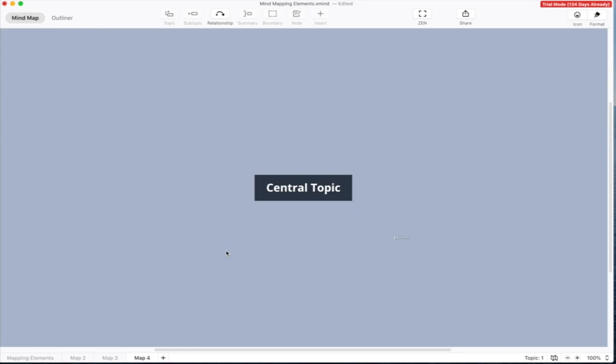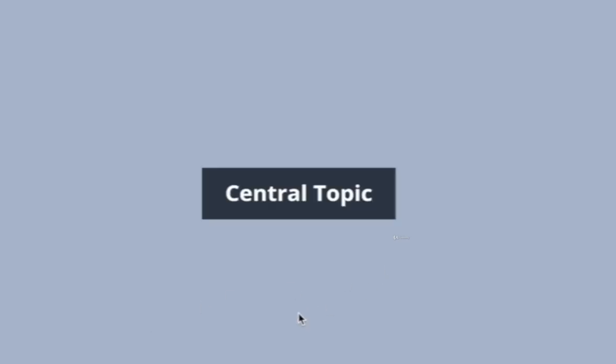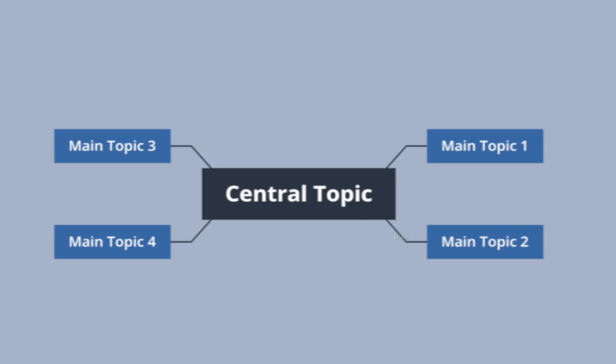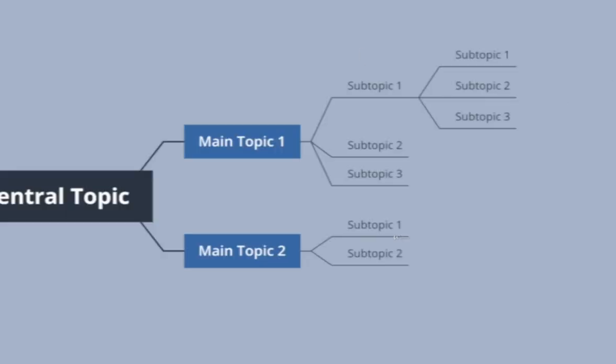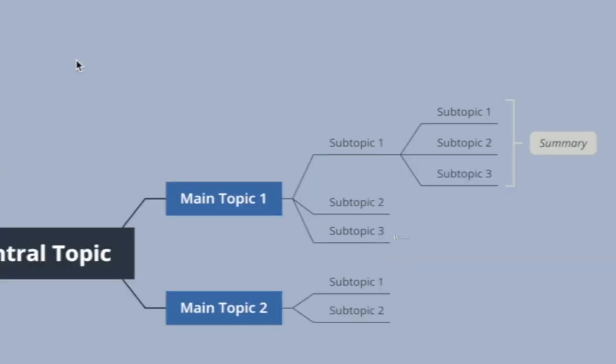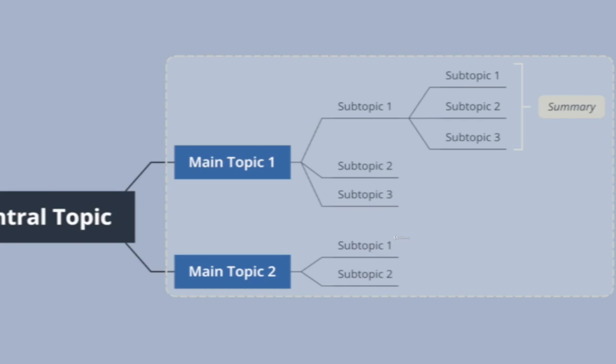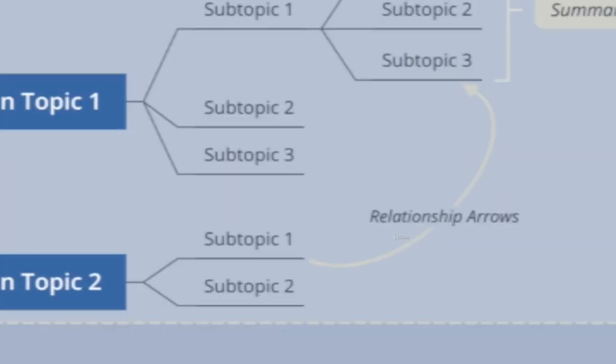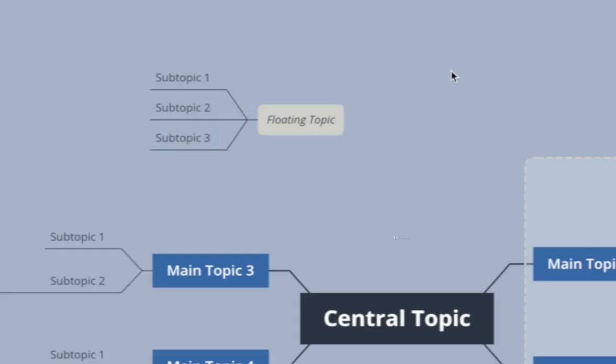And that is it. That is the very short list of elements that we will be using to compose all the different mind maps that we'll be looking at in this course. We will be using central topics. Under our central topics come main topics. Under our main topics come subtopics. We can use summaries. We can use boundaries. We can use relationship arrows. And finally, we can use floating topics.